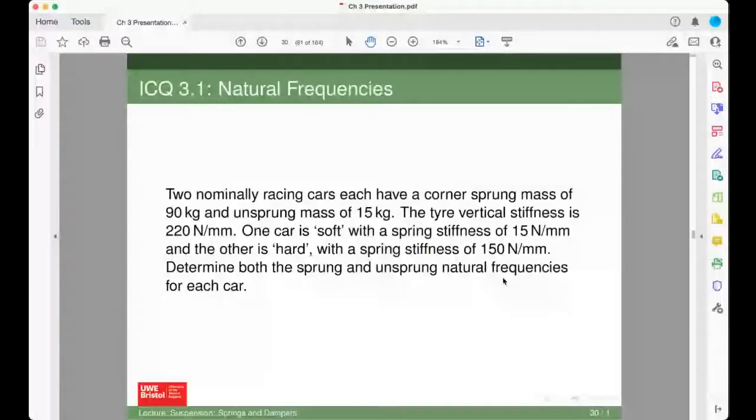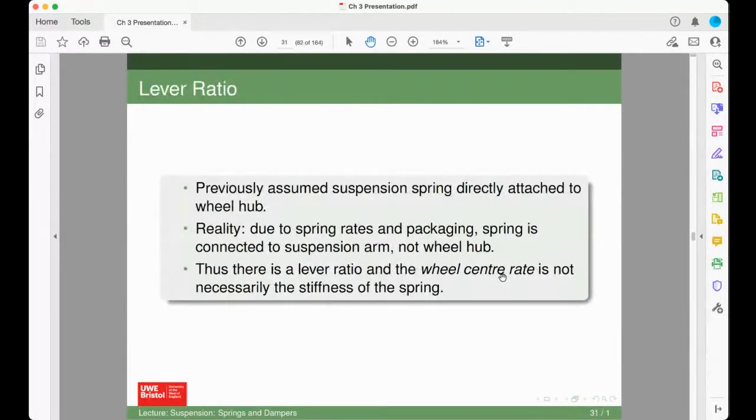Okay, so that's natural frequencies. The next bit is about lever ratio. Up to now, when we're working out spring stiffness and stuff, we've assumed that the suspension spring is directly attached to the wheel hub. Obviously, in reality, that's not the case.